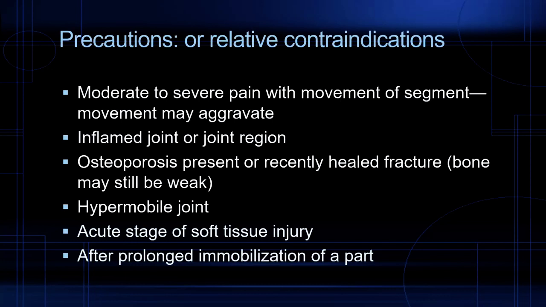If the patient has osteoporosis, or a recently healed fracture, anytime you think the bone might be brittle or weak, you will want to use caution. And let's jump down to if they're in the acute stage of a soft tissue injury. The ankle inversion sprain is a perfect example there.